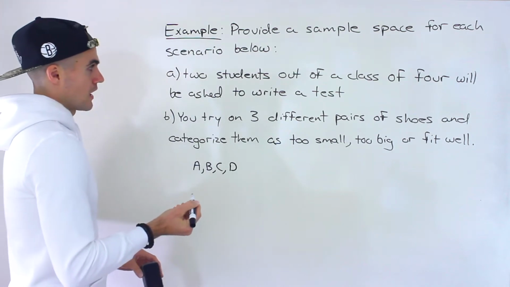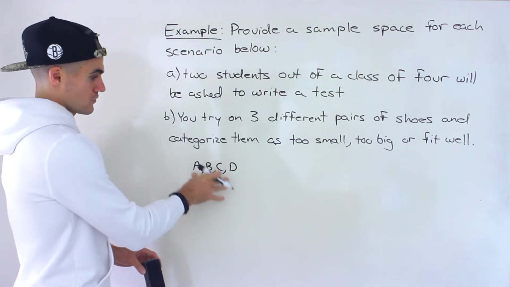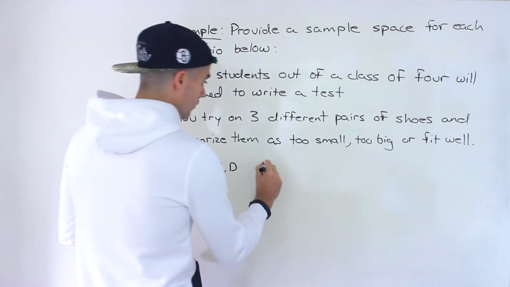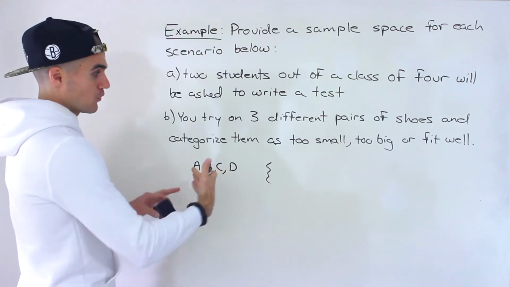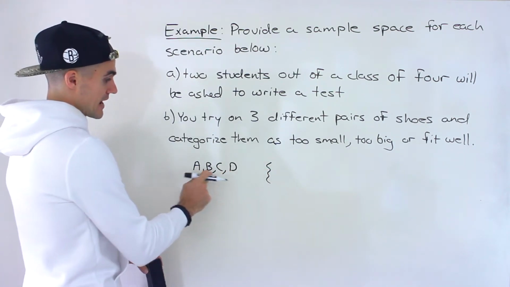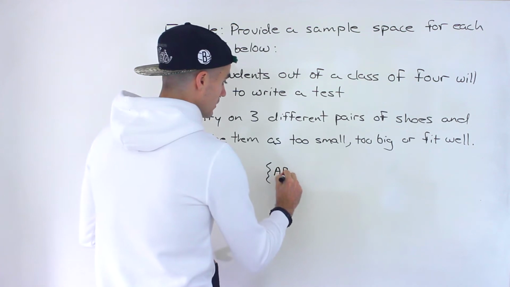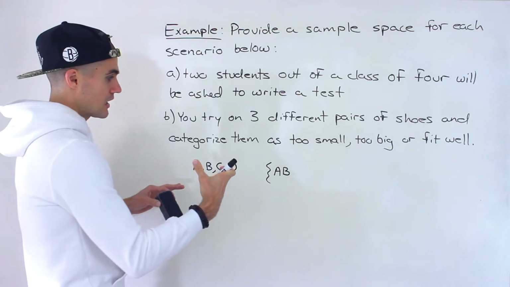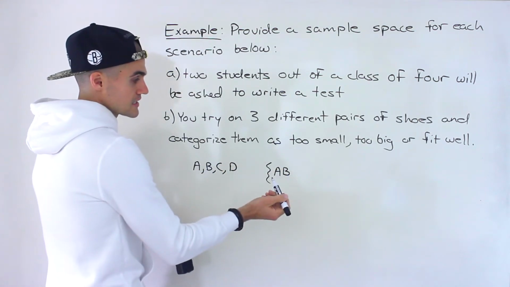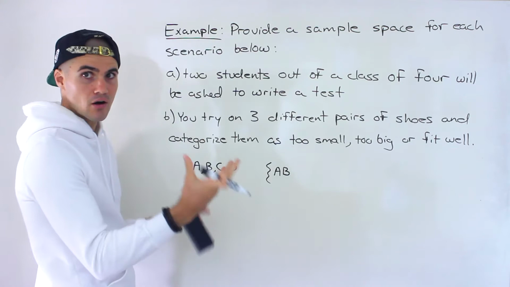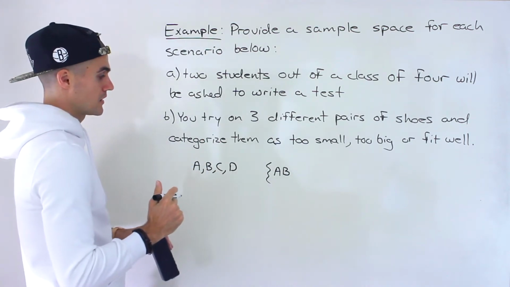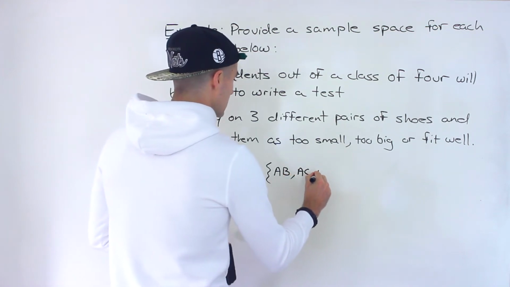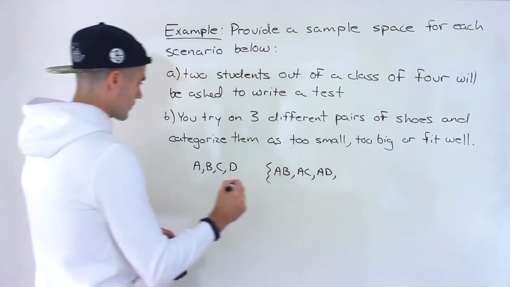And so notice that 2 of these 4 students will be asked to write a test. So what are the different ways that could happen? What would be the sample space of this? Well, notice that student A and B can go together. And notice that the order doesn't matter in this case because they're just both going to be writing the test. So AB, BA are considered the same combination. So we got AB, also student A and C, A and D, and then what else?